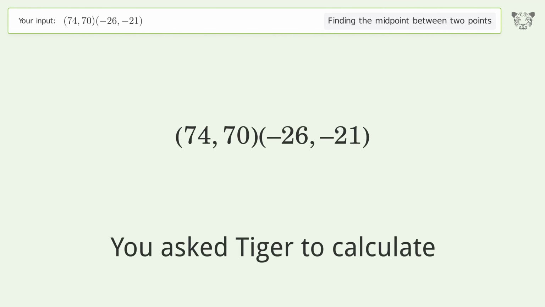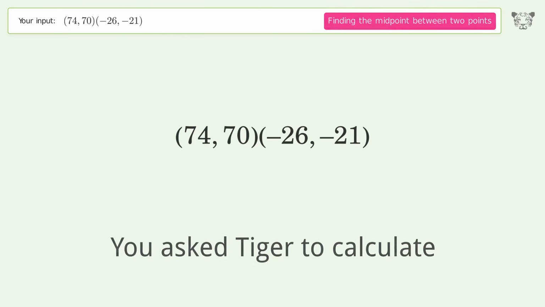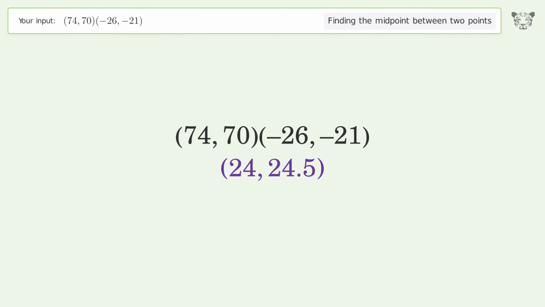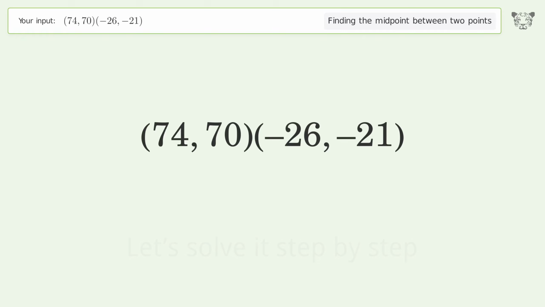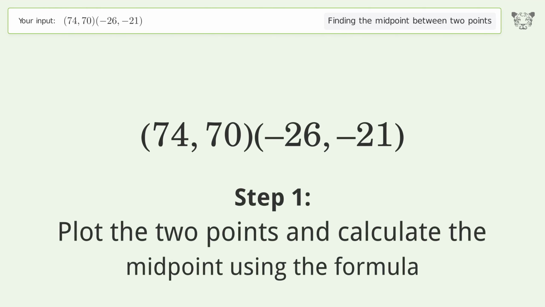You ask Tiger to calculate. This deals with finding the midpoint between 2 points. The midpoint between the 2 points is 24, 24.5. Let's solve it step by step. Plot the 2 points and calculate the midpoint using the formula.